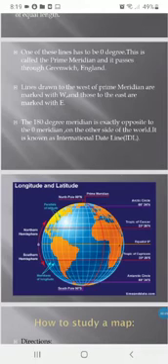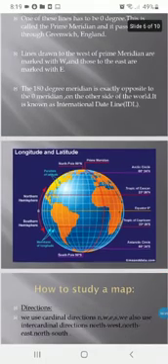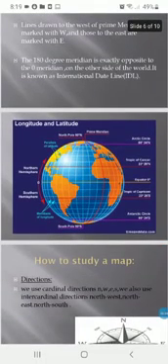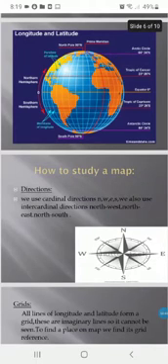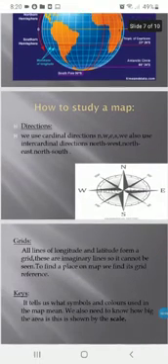And there are some other tropics mentioned: Tropic of Cancer and Tropic of Capricorn. Meridians of longitude and parallels of latitude are also marked on the map. Now coming to the next slide, how to study a map. Directions: we use cardinal directions north, west, east and south. We also use intercardinal directions north-west, north-east and south-east to study a map.